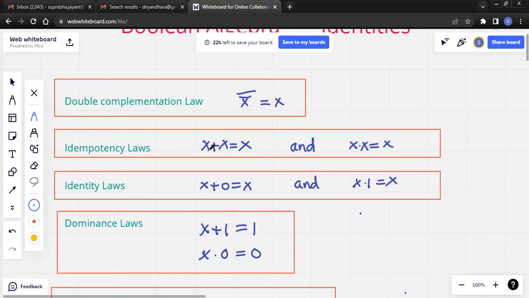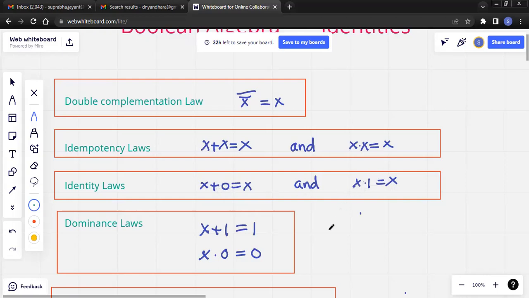Idempotency laws: X plus X is X and X into X is also X. This is known as idempotency. When the number is added to itself, the number remains the same because we are in binary. We are talking about Boolean. Identity laws: X plus 0 is always X and X into 1 is also X. 0 is the identity for addition and 1 is the identity for multiplication.